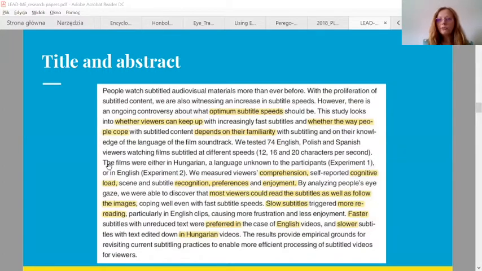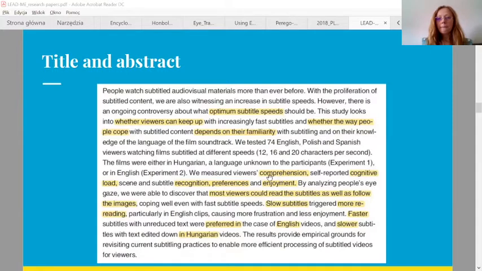And then we go to the variables that were measured. So now look at the list. Comprehension, self-reported cognitive load, scene and subtitle recognition, preferences and enjoyment. That's a lot, right? So you can already imagine that if you have 3 groups, 2 experiments, 3 speeds, and we measure 5 or 6 different variables, this is a huge study, right? So you can see that, for example, the results section will be huge. I don't want to read through all of that, probably, if I'm interested in the gist of the study, right?